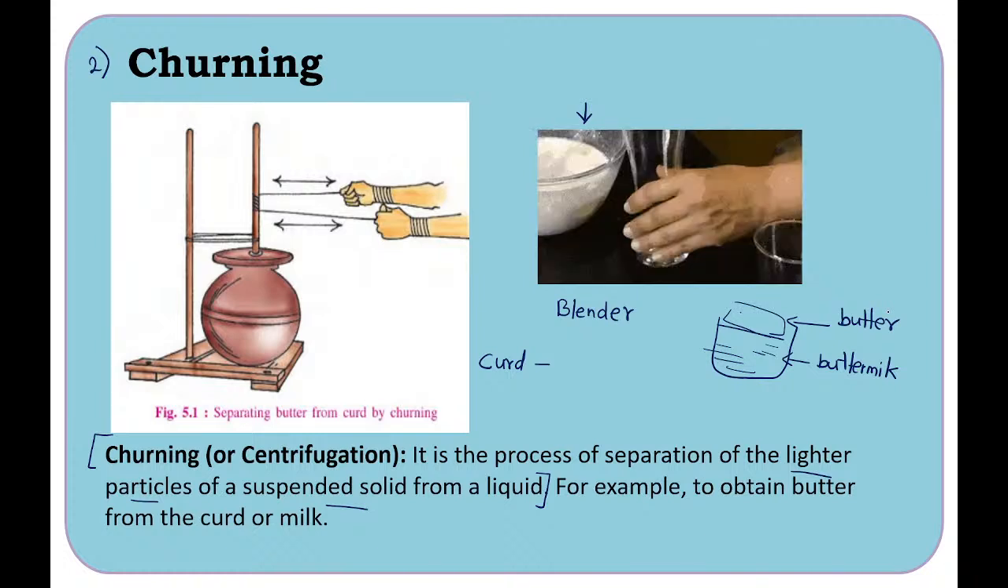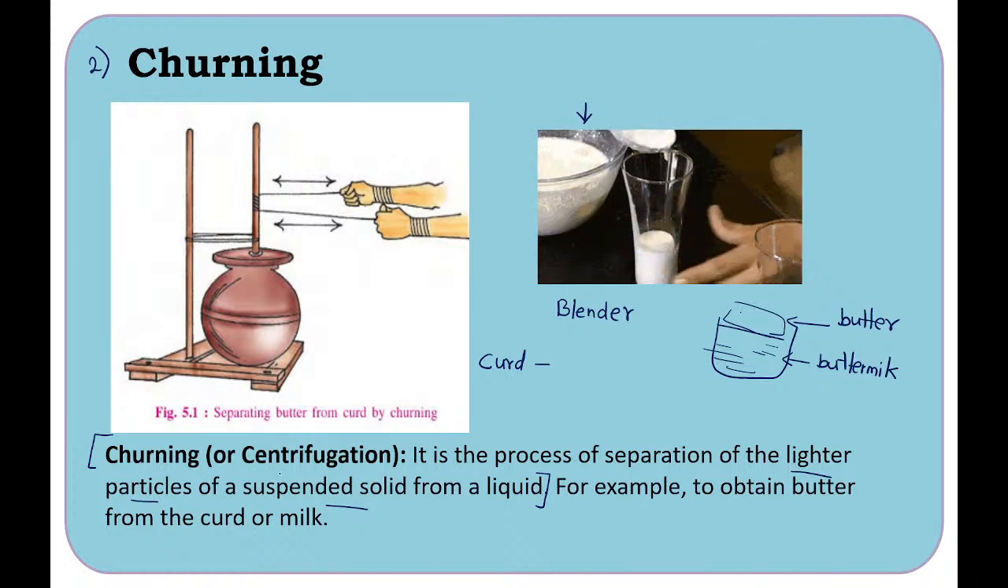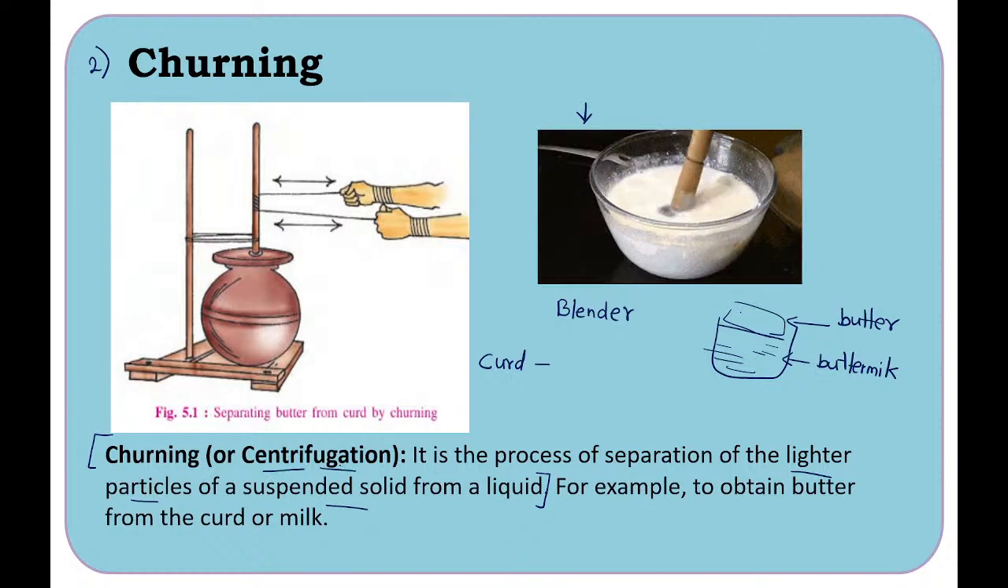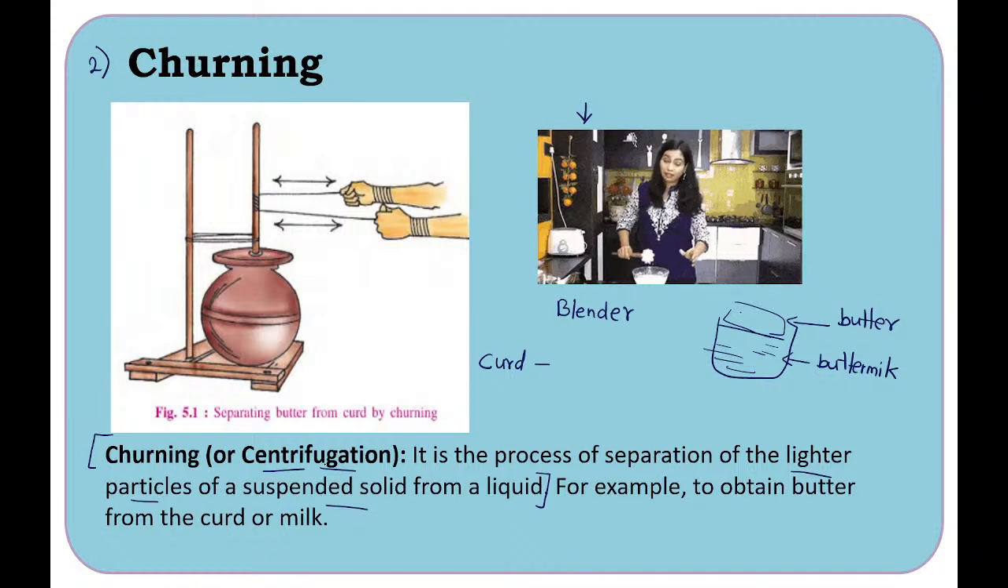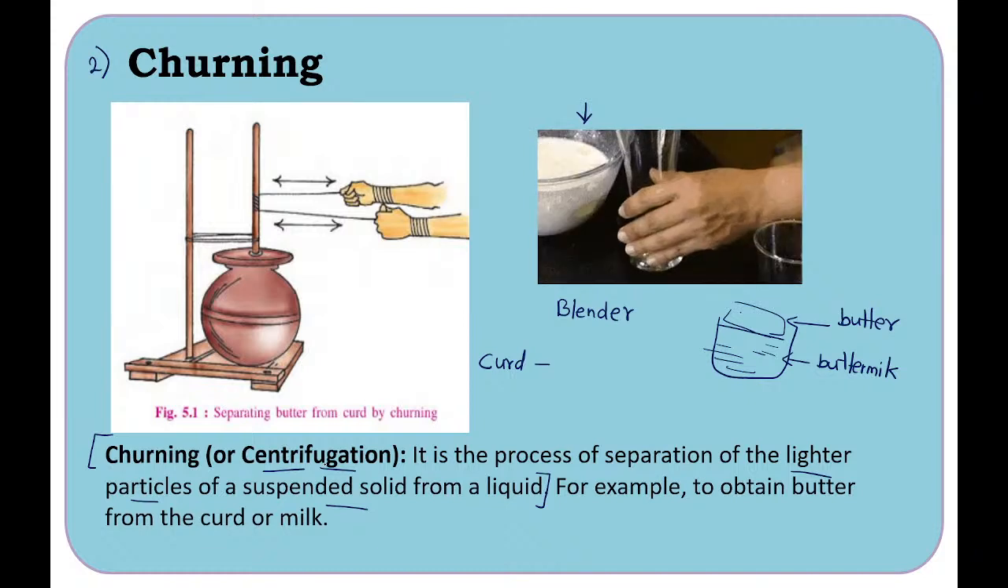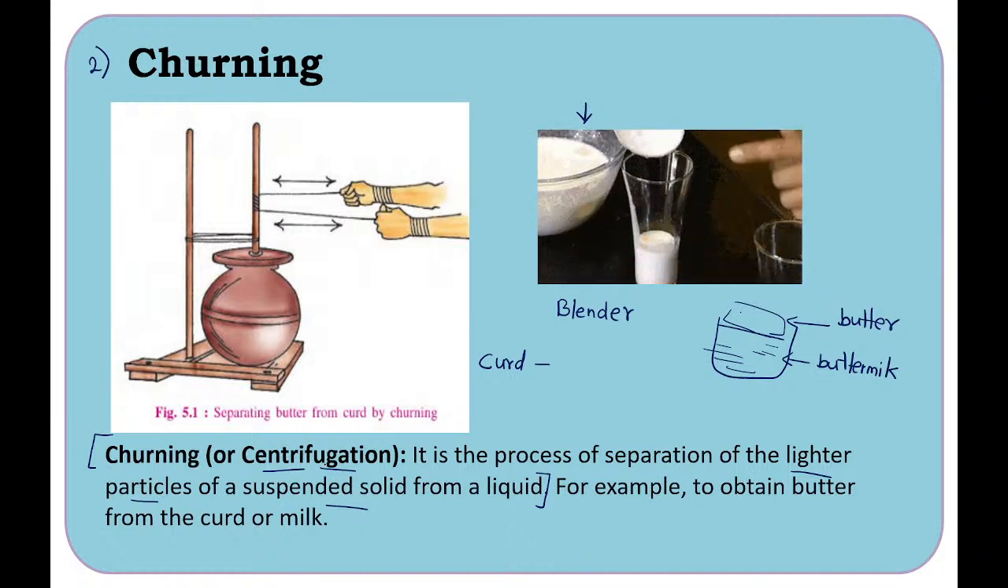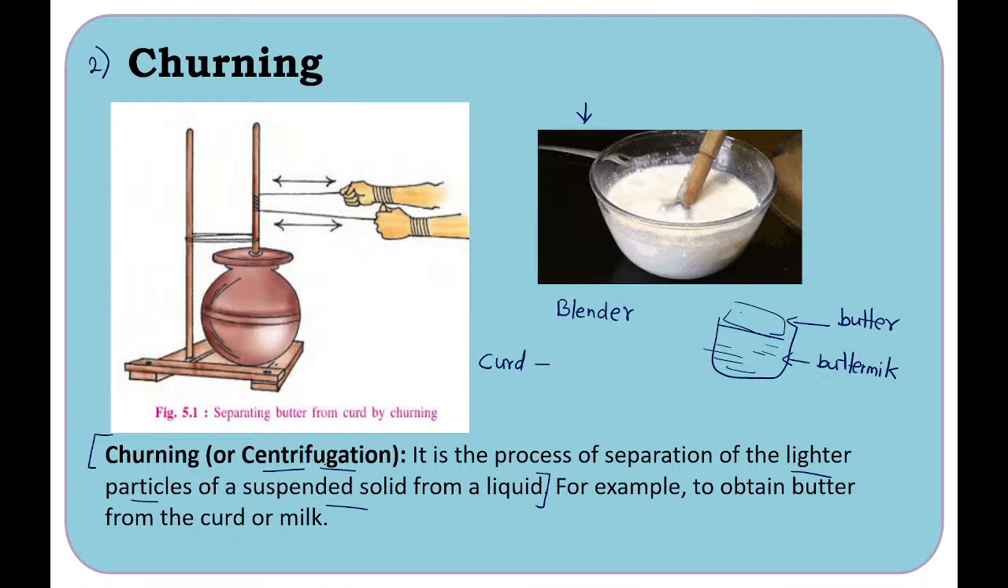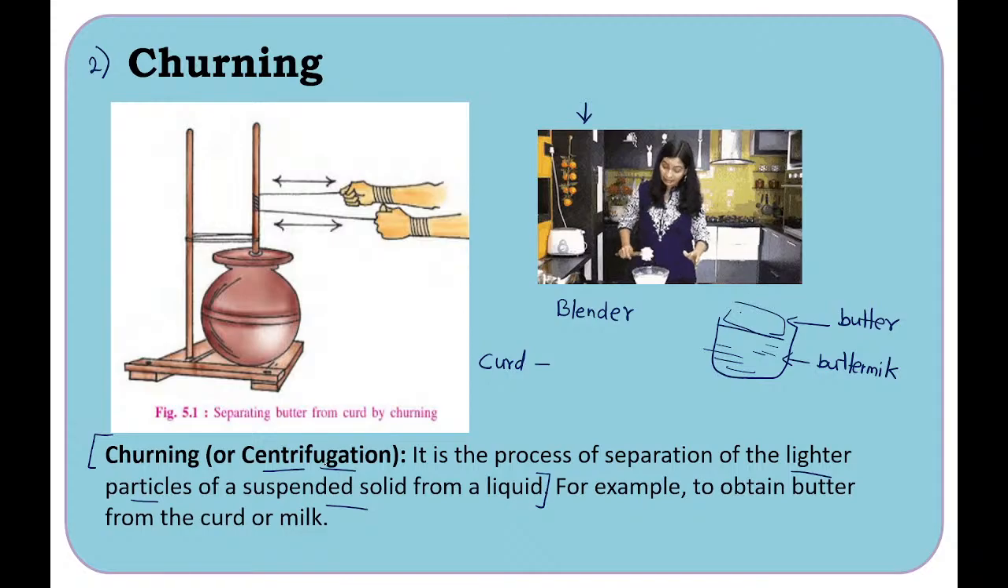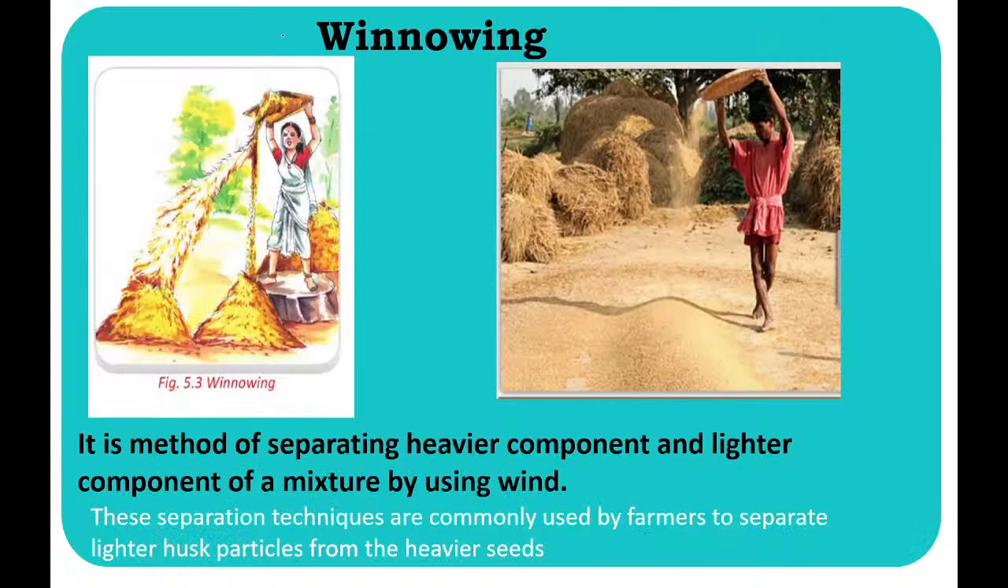The method used in churning is also called centrifugation, that is swirling, moving round and round. But you are going to learn about it in detail in your higher classes. Right now, we will restrict ourselves to the word churning only. Let us move on to the next method, winnowing.